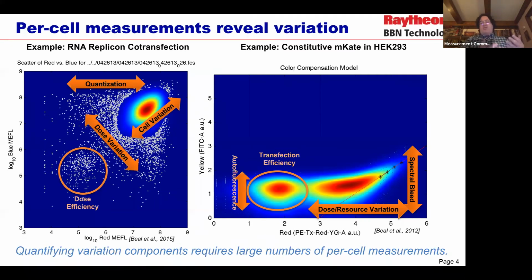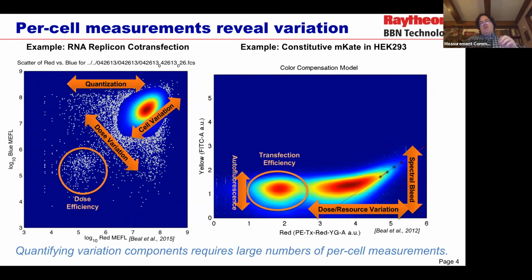And to understand what was going on here, we needed to understand a bunch of things about how efficient the doses were at getting things into cells and how much variation there was from cell to cell, what the actual initial levels were that we could see as a quantization effect, and how things varied from cell to cell when we were dosing in 2 different replicons at once.